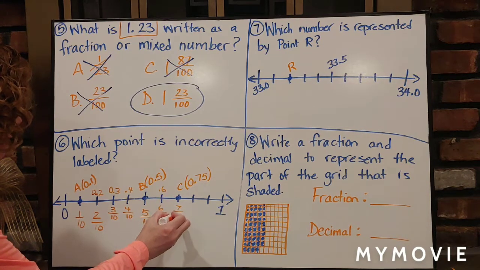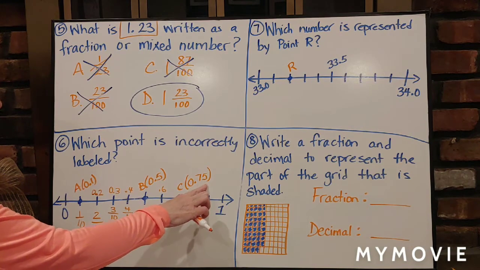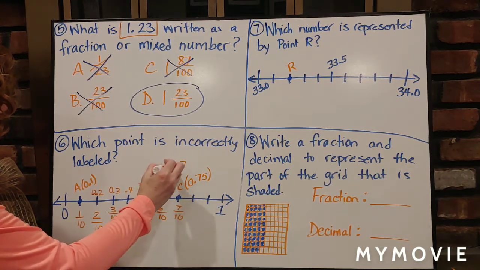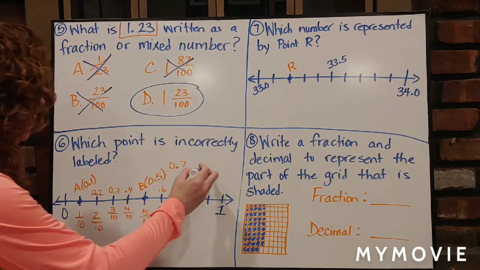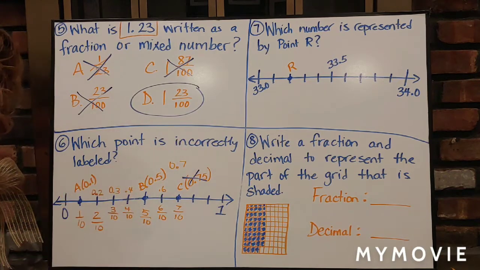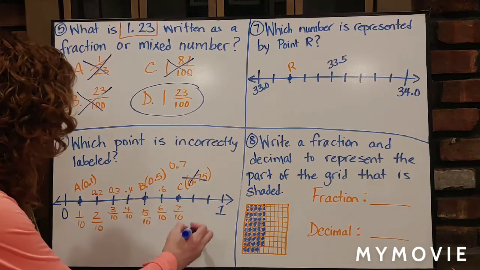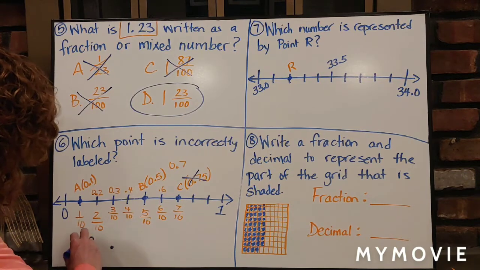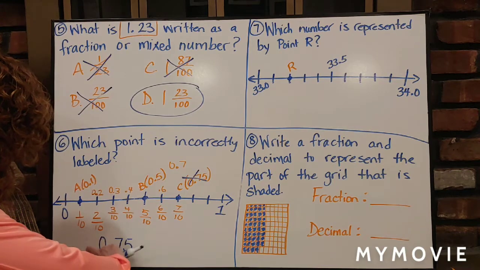This would be 7/10. Oh, but look what it has here. It has 75 hundredths. That's not correct. This should be, so this is not correct. And our answer is this one, multiple choice one? No, it's not multiple choice. You just have to write it in. So point C. Let me erase this C and put it over.